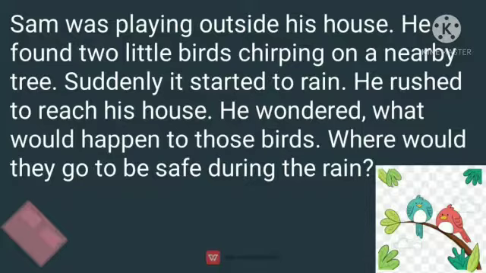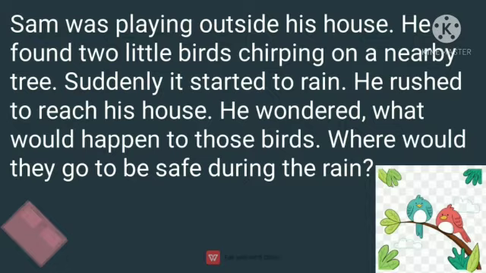Sam was playing outside his house. Now Sam is a boy and he was playing outside his house. He found two little birds chirping on a nearby tree. What did Sam find? Yes, Sam found two little birds chirping on a nearby tree. Suddenly it started to rain. What happened? It started raining. He rushed to reach his house. Sam rushed to reach his house.